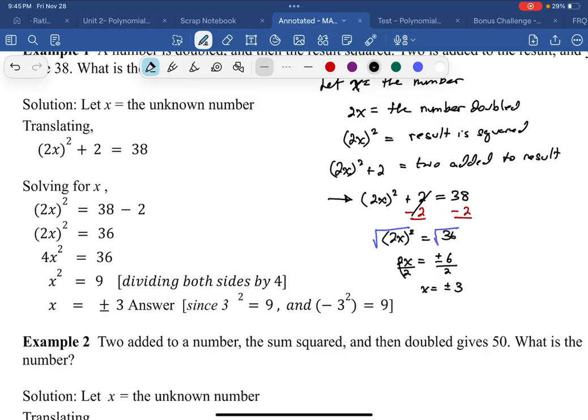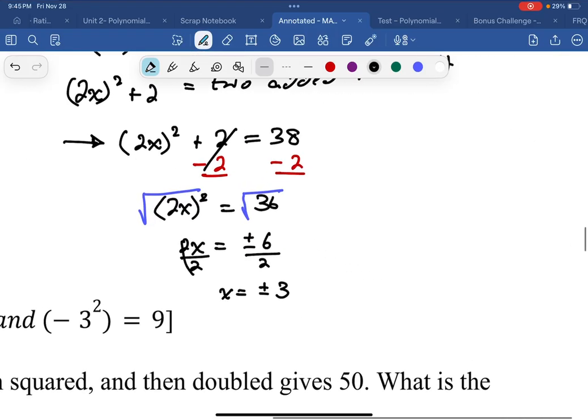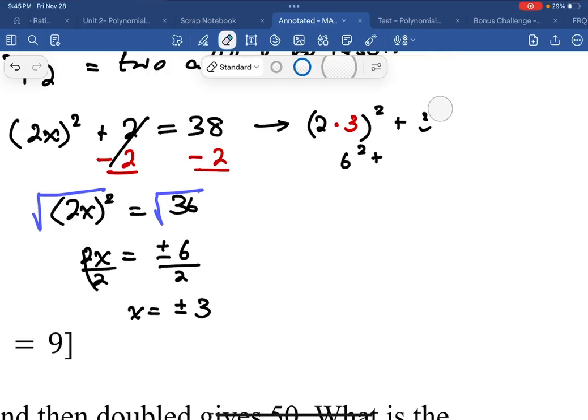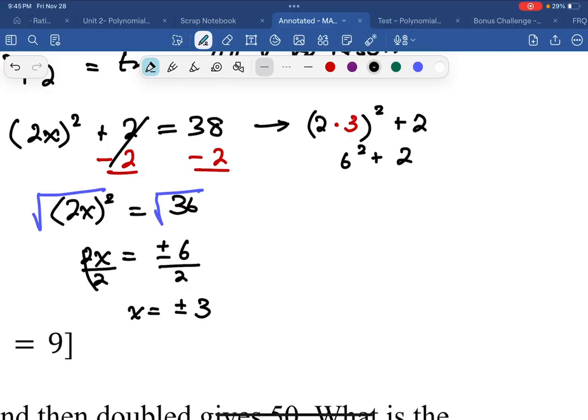All right. So I'll just show you that very quickly off on the side here. If I take that 2 and instead of an x, I would put in a 3. So 2 times 3 is 6. Squared is 36. Plus 2, 36 plus 2 would give you a 38.